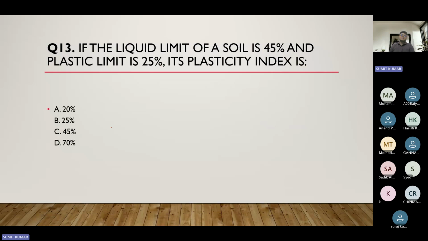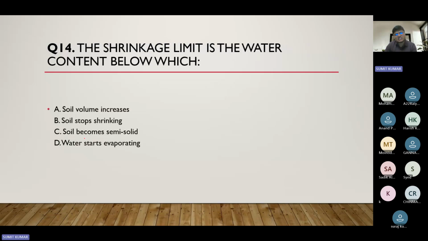Now next is: if the liquid limit of the soil is 45% and the plastic limit is 25%, the plasticity index is nothing but liquid limit minus plastic limit. So it is 45 minus 25, that is 20. Option A, right?